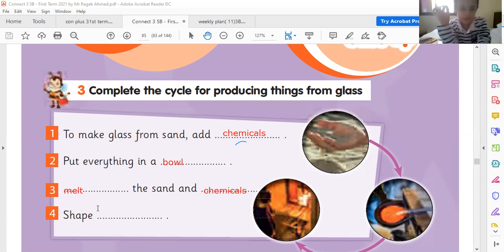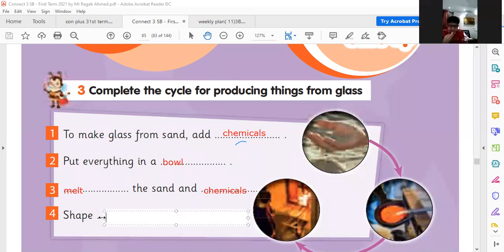Okay. Number 4, shape what? Shape. That's starting with G. I know. Did you know the answer? Do you know the answer, Omar Mustafa? Yes. What is it? No, no. You don't know? It's okay. Thank you.